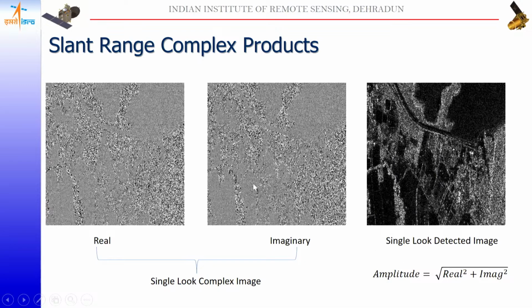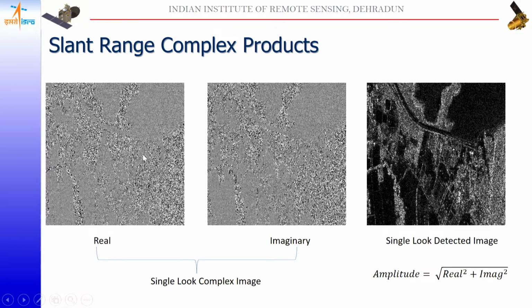Here you can see that in the SLC image we are not able to see anything, but in the amplitude image we are able to see the features. So this is the processed product. In raw data we are not able to see anything in the real, imaginary or amplitude product, but in the slant range product we can see the features if we make an amplitude product. In the real and imaginary we are not able to see.